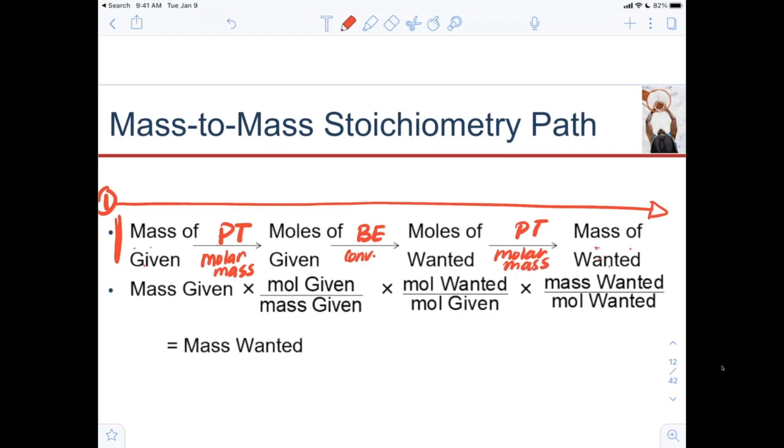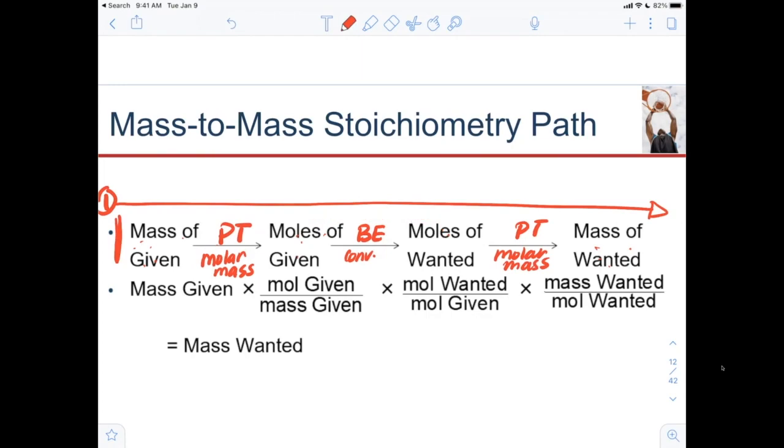Okay. So if you're going the full path, you get to the full path by going through these conversions. The first conversion, PT of molar mass, helps you advance from where you're starting, mass of given, to moles of given. But that's all it can do. It can only get you from here to here. That's it. Okay? Then you need to go from the second point to the third point. For that, you need your balanced equation conversion factor, the one we just learned from the coefficients in the balanced equation, right? That also only gets you from here to here.